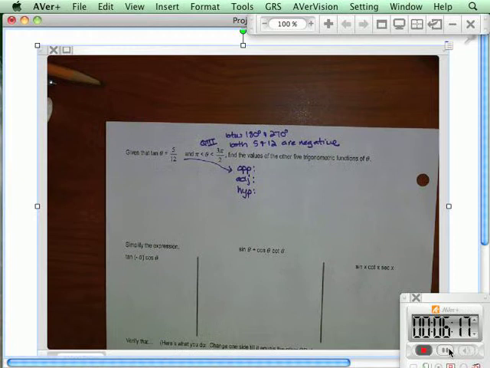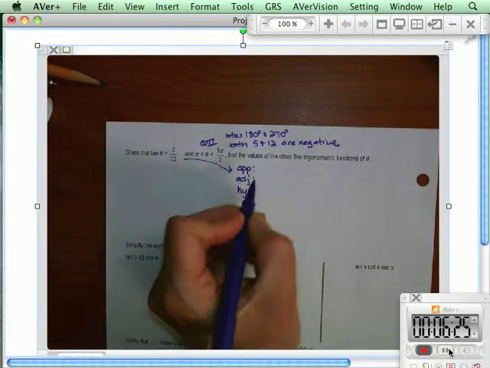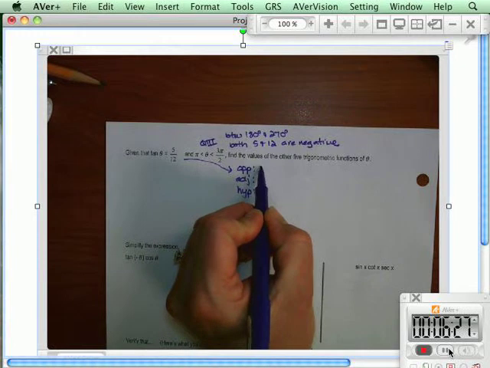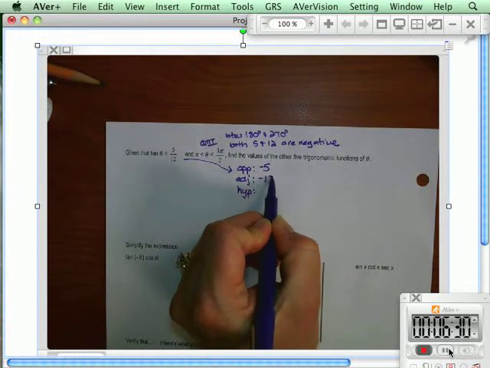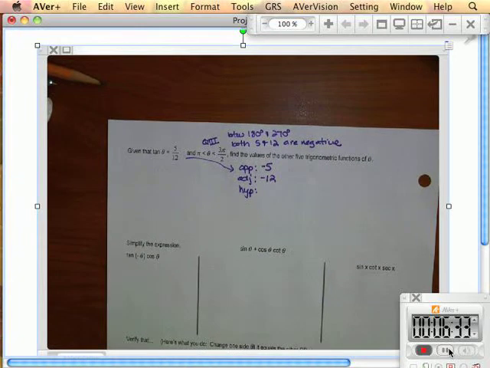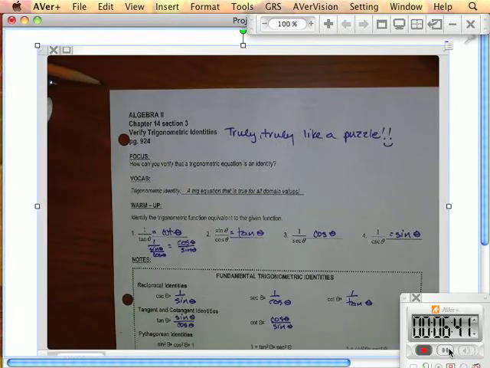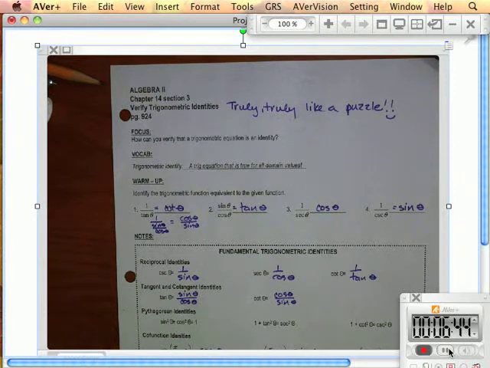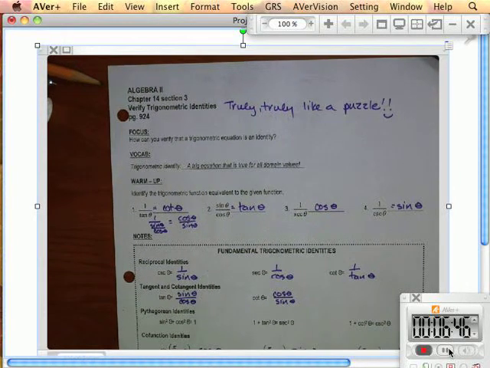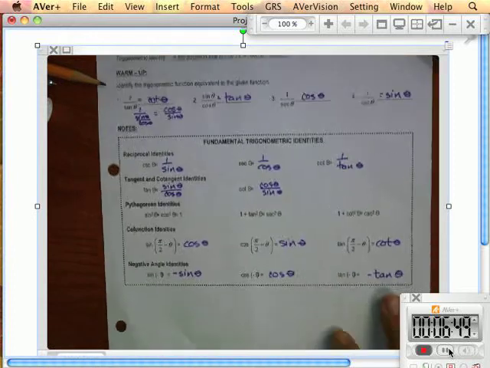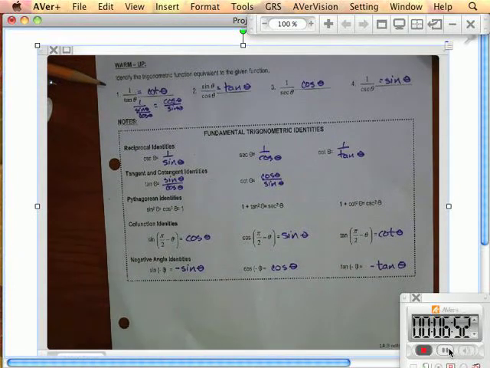If they gave me the tangent, which of those two do I know already? Opposite and adjacent. But because it's in this quadrant, they're both negative. Okay? So I need to find the hypotenuse. So I'm going to go back here and look at this table. Which one of these do I need to use to find the hypotenuse, do you think? This is kind of the hard part, picking out which one to use first. If I have the tangent, which one of these would help me find the hypotenuse?